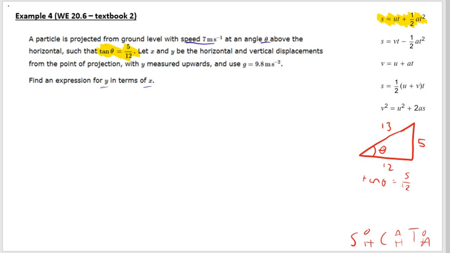So I can now say that sine of theta, which I will need, is equal to the opposite over the hypotenuse, so 5/13. And cos of theta, which is the adjacent over the hypotenuse, is 12/13. Okay?